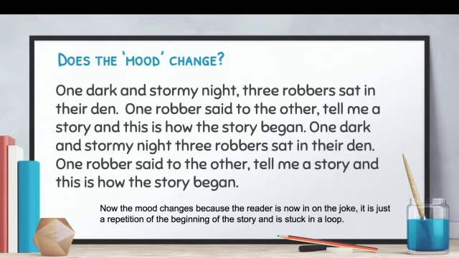Now your mood's probably changing because you're now, as the reader, in on the joke. It's a repetition of the beginning of the story. It kind of seems like it's stuck in a loop. Whereas our first mood, when we read about the dark and stormy night and how uncomfortable the robbers might be, had a more serious type of mood, maybe even a negative or uncomfortable mood. But now that we see this repeating loop for our story, it's taken on a different mood. Perhaps you're annoyed that it's repeating. Perhaps you find it kind of funny. At least the mood has now changed.